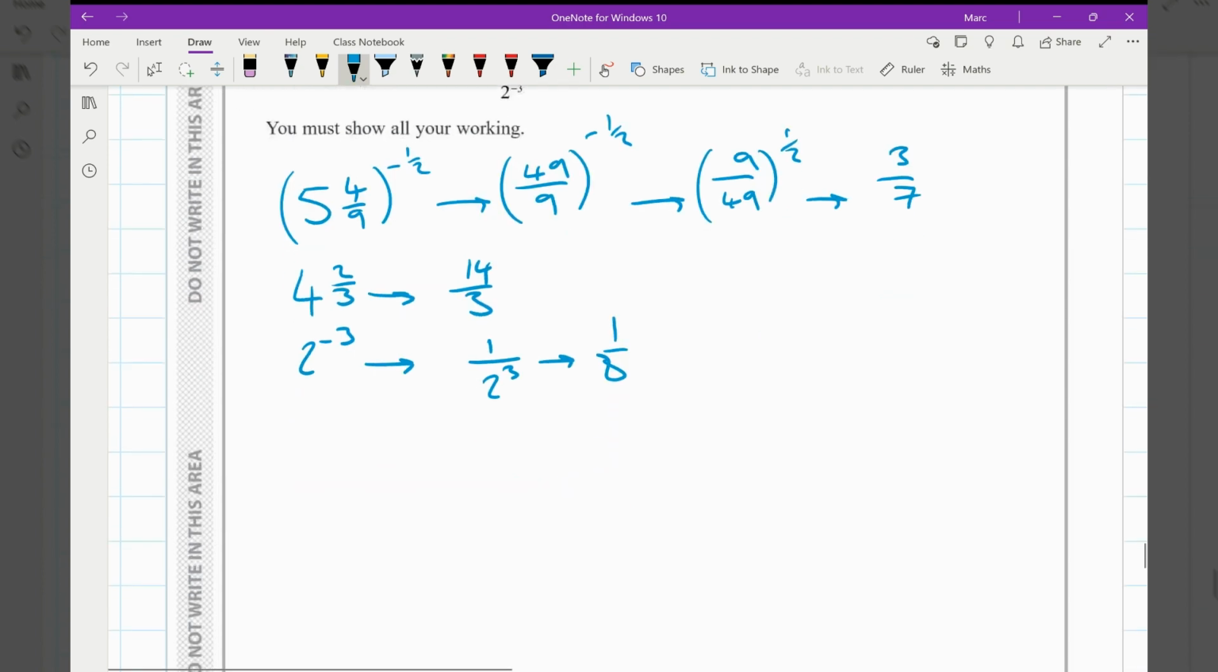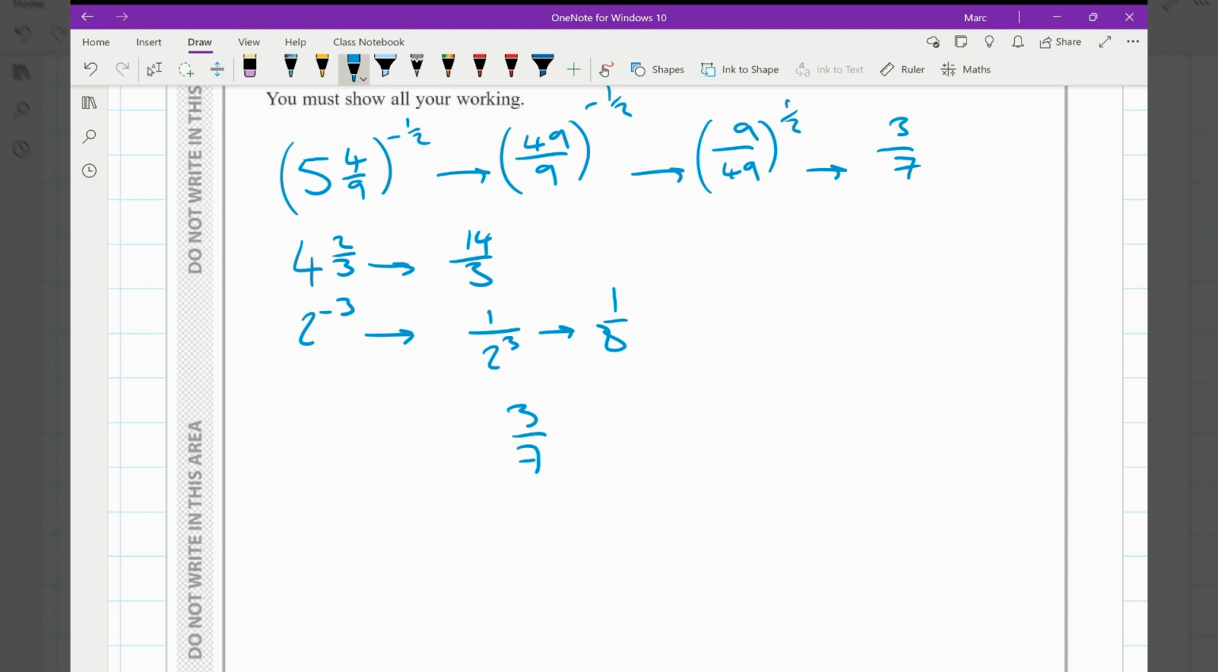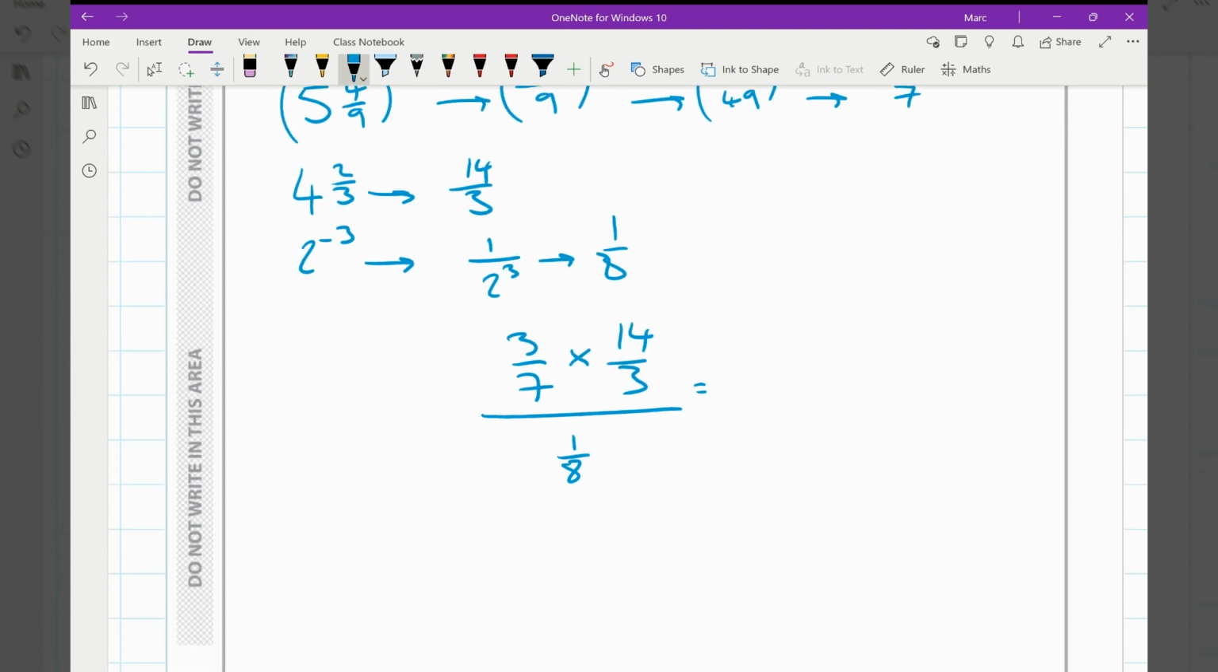So we can now rewrite this as 3 over 7 times by 14 over 3, and then that's all over 1/8. So this top bit, we'll deal with that now. 3 and the 3 cancel, 14 and the 7 cancel, and we're left with 2 over 1/8. Now when we've got 2 over something, I like to think of it as divide, so 2 divided by 1/8, which means we can apply keep, change, flip. 2 times by 8 over 1, and that is 2 times by 8, which gives us 16.